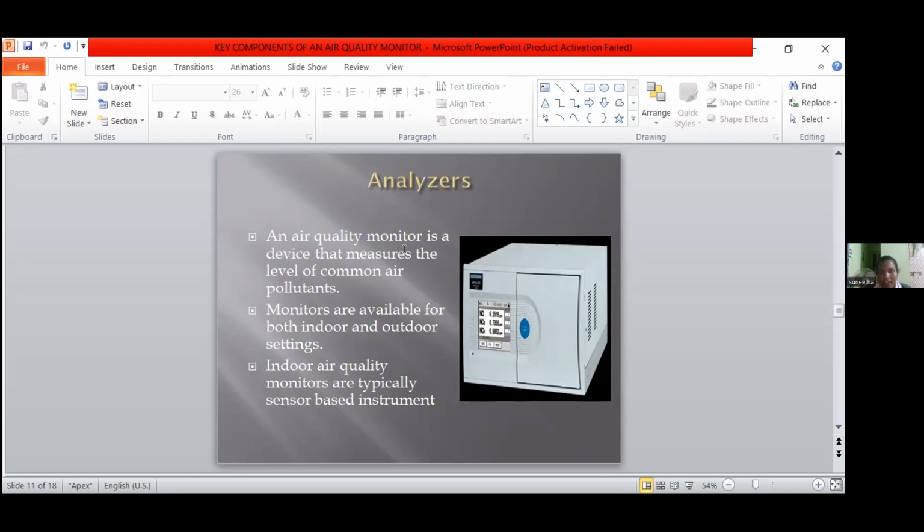An air quality monitor is a device that measures the level of common air pollutants. Monitors are available for both indoor and outdoor use. Actually, for indoor purposes we can use IoT based analyzers.